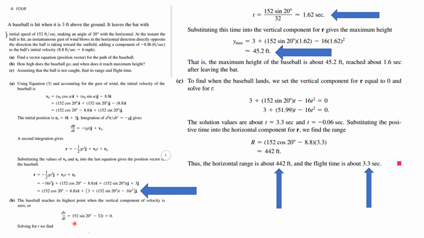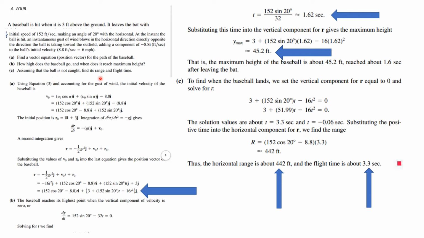So dy/dt is equal to this component. So I can solve for t, and I find out that t is 1.62 seconds. And I can substitute that into the vertical component for r, which gives a maximum height of, when you do the calculation, 45.2 approximately. So these were your answers for part B.